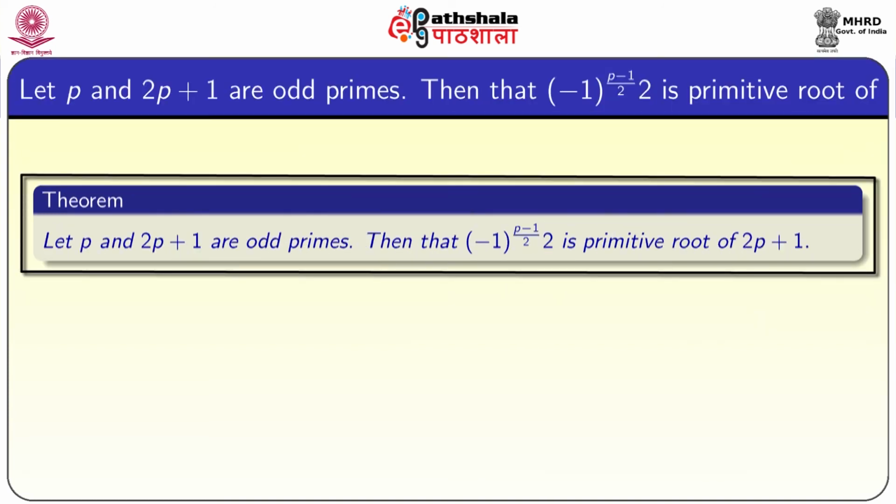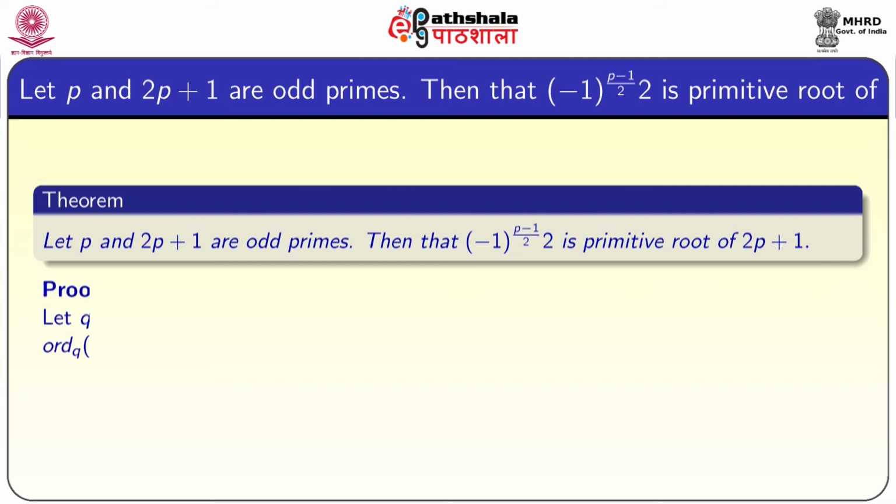Now, we are going to show that if both p and 2p plus 1 are odd primes, then (minus 1) to the power (p minus 1)/2 times 2 is a primitive root modulo 2p plus 1. That is, the statement is like this: let p and 2p plus 1 both be odd primes, then (minus 1) to the power (p minus 1)/2 times 2 is a primitive root modulo 2p plus 1.